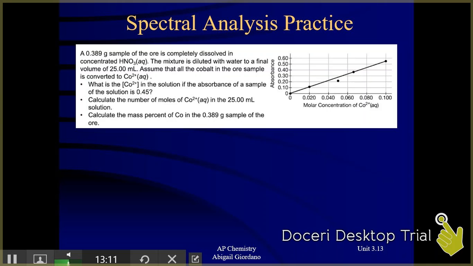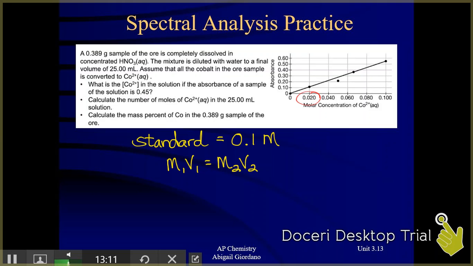Let's say that you have a standard solution that is 0.1 molar, okay? And your instructor says, I want you to make a solution, so we can make a graph, that is 0.02 molar. Hopefully you guys remember back from Chem 1 an equation that looks like this: M1V1 equals M2V2. It's called a dilution equation, okay?